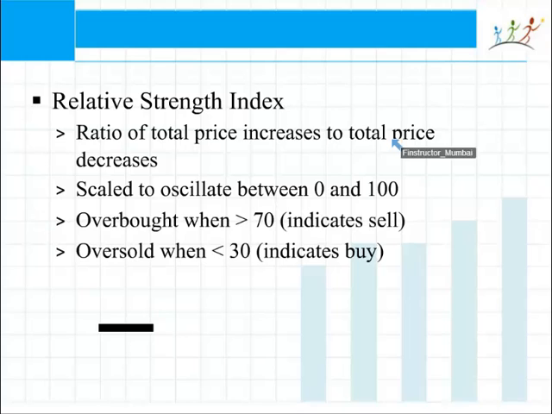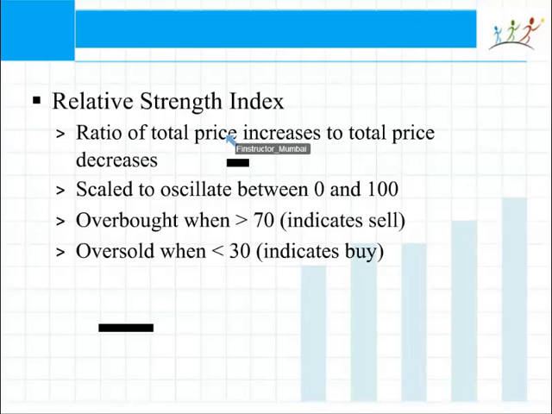Normally this index is used as a contrarian. Contrarian is a term that is used to identify the point where the analyst is expecting a reversal of the trend, or the analyst is expecting the opposite of what the indicator is indicating. So if the ratio of total price increases to total price decreases is high, it means that there are more buyers or there is a lot of buying activity. A technical analyst will normally use this as a contra indicator.